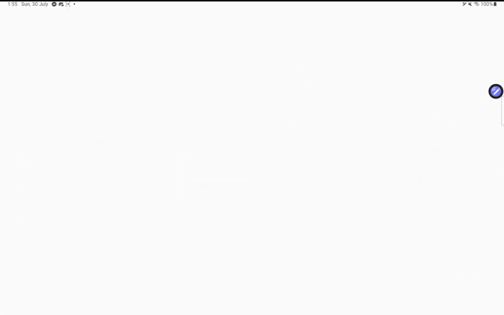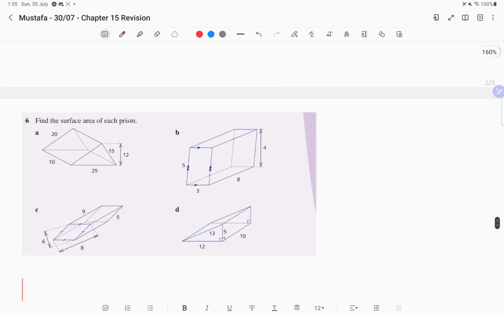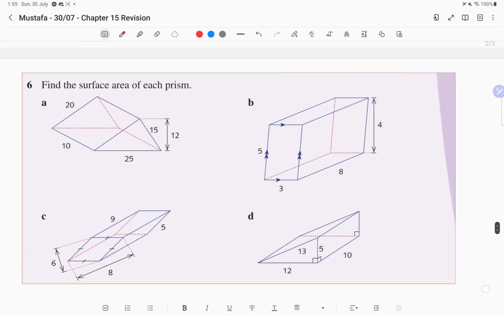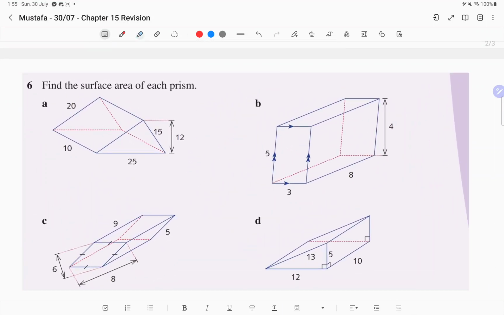How are we going for time? 20 minutes. Okay, good. We still got time. Question 6. Find the surface area of each prism. How do we find the surface area of these prisms? For example, the first one for question A here. Our teacher makes us draw the whole net and do it. That's right. Draw the whole net and do it.